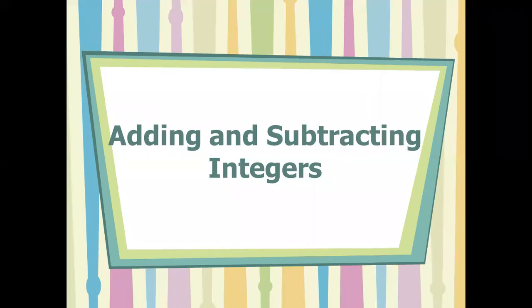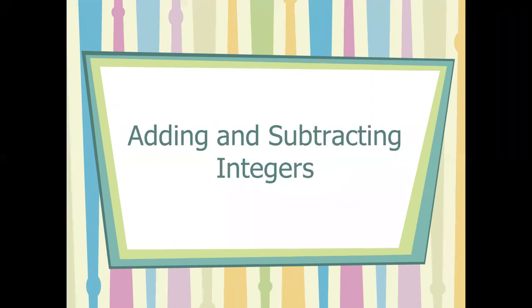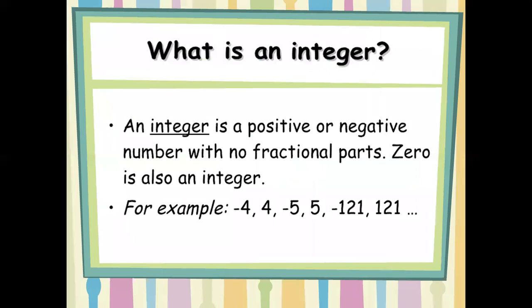In this video, we are going to be seeing how do we add and subtract integers. To start with, let's first see what integers are. Hopefully integers everyone is familiar with. An integer is a positive or negative number with no fractional parts. So integers include both the positive and negative numbers, whereas 0 is also an integer.